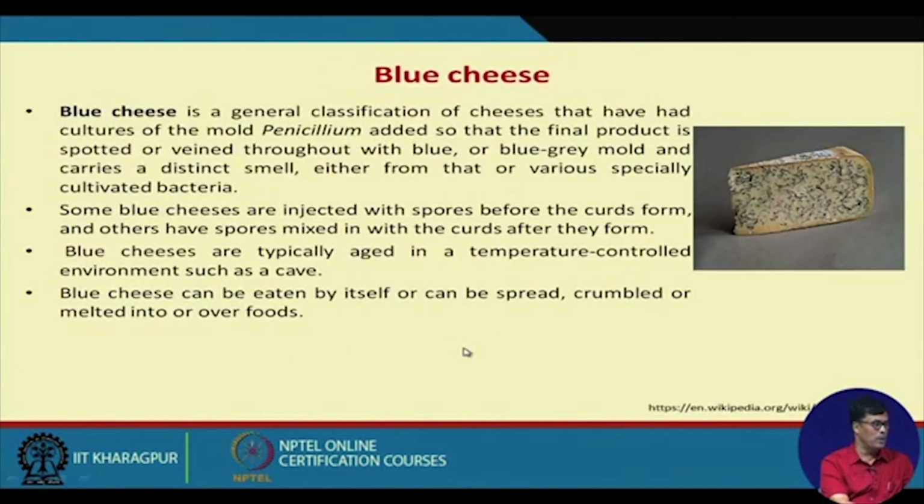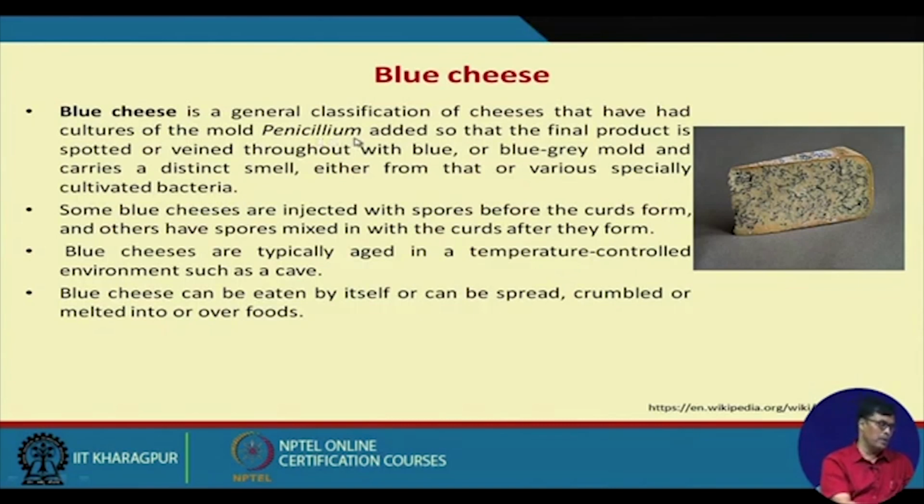That is very important. I told you about the different colors and different types of cheese. I told you that one example is the blue cheese. With blue cheese, you can see the structure of the cheese. A lot of blue color is there inside the cheese. It is not perfectly yellow or white. Blue cheese is generally classified as cheese that has the culture of the mold Penicillium.